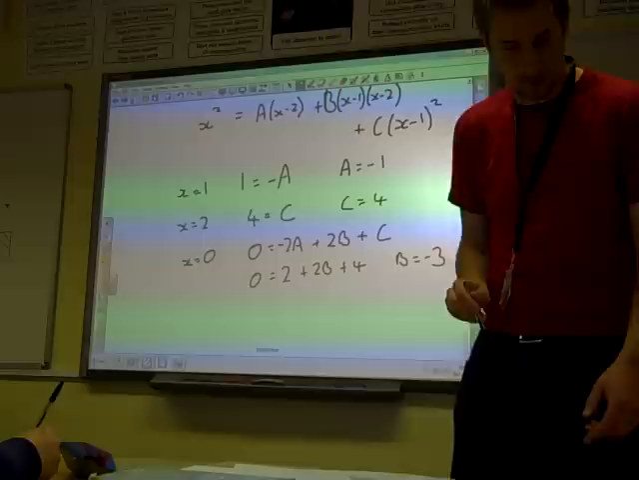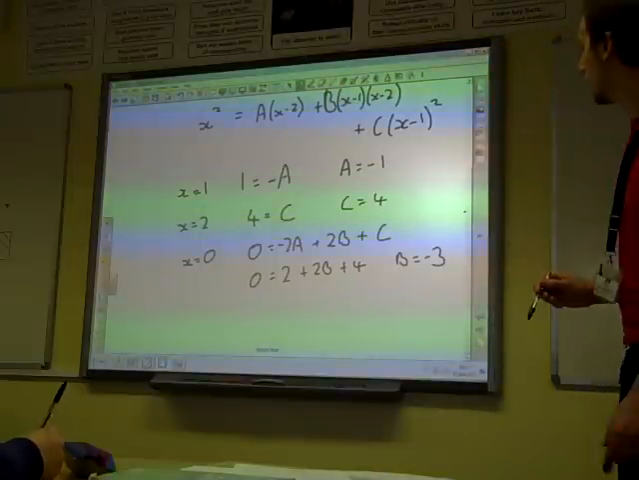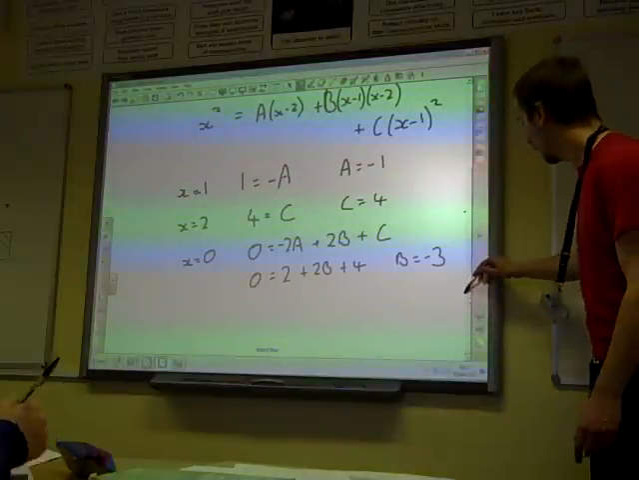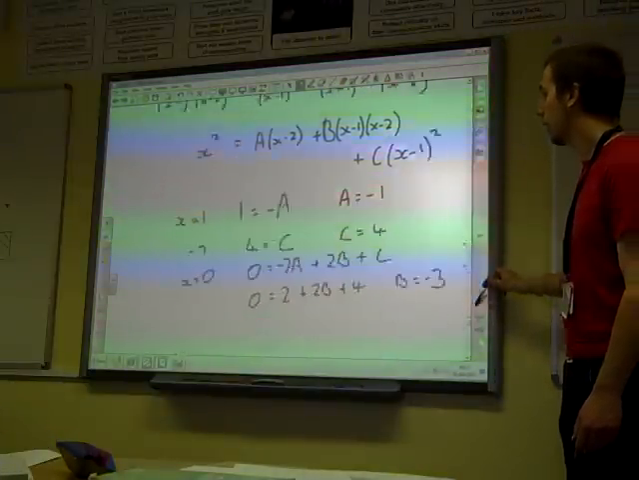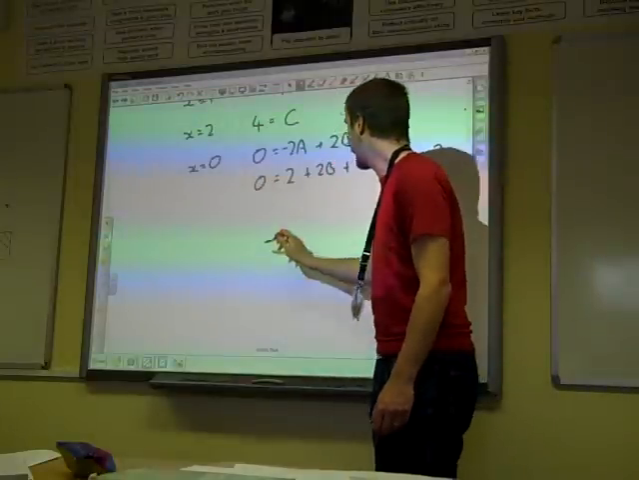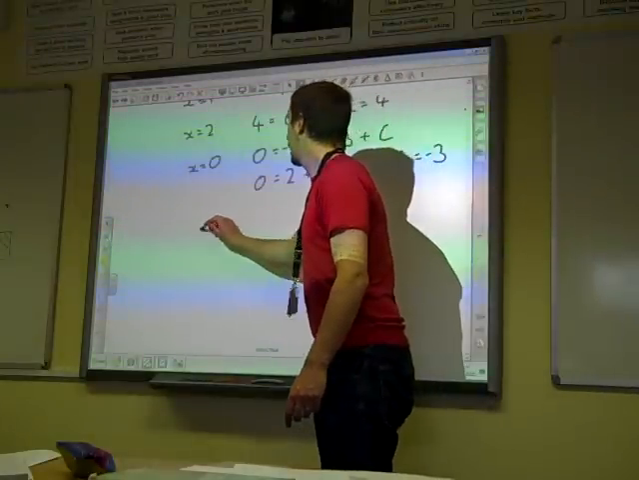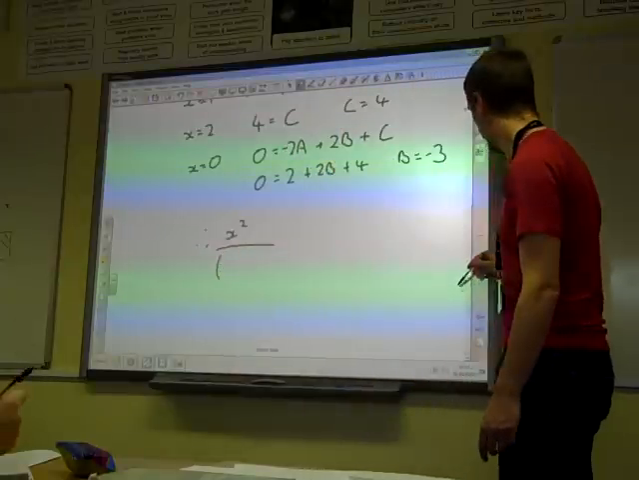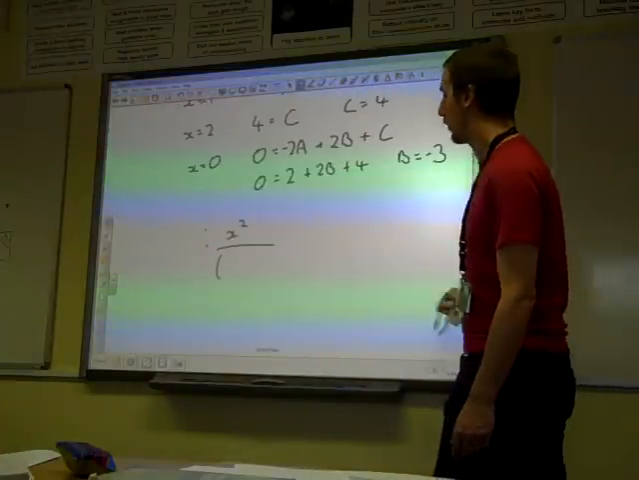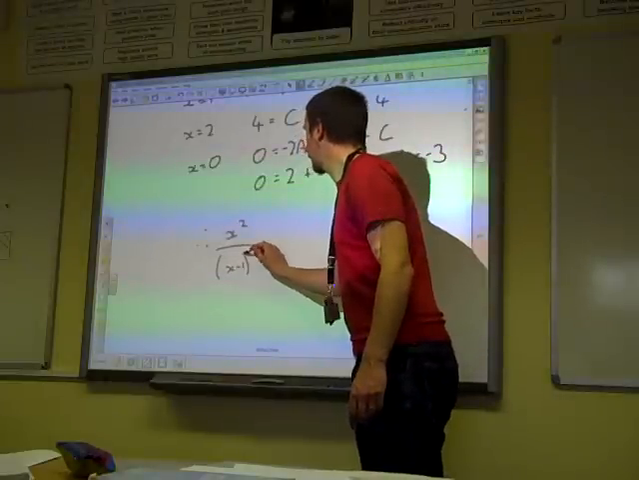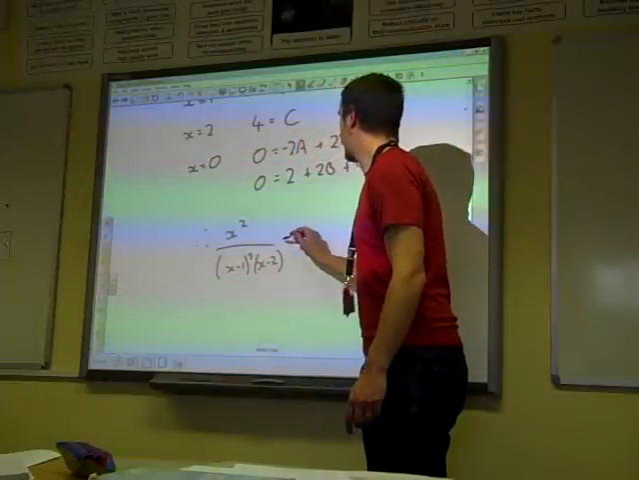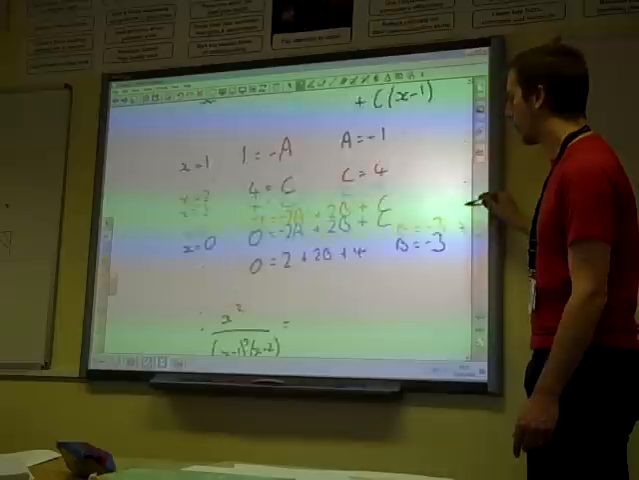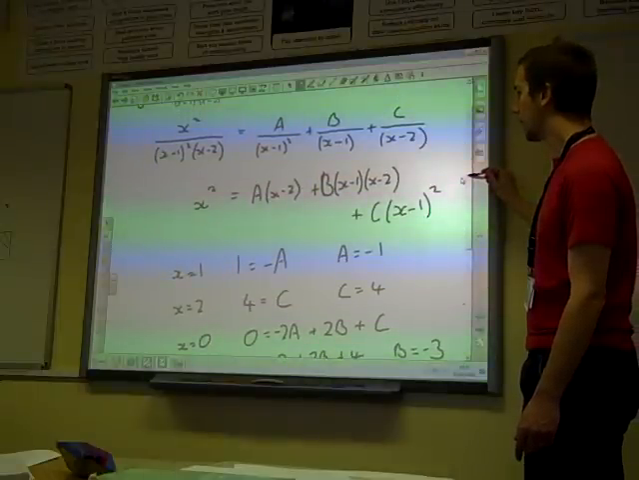In this case, that was all that we had to do, wasn't it? We just had to express it in partial fractions. So to finish off our answer, we need to say x squared over x minus 1 squared, x minus 2 is, and what order have we said? A over x minus 1 squared.